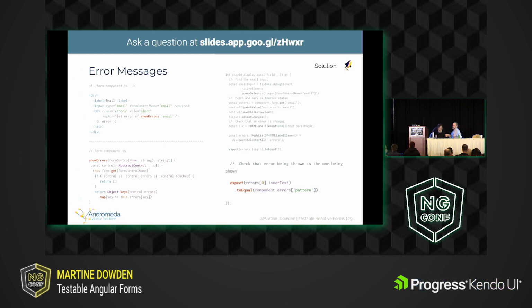What is the difference with using fixture native element query selector? Nothing. It's a personal preference. I use the native element query selector because I've done the vanilla JavaScript a lot, and so.